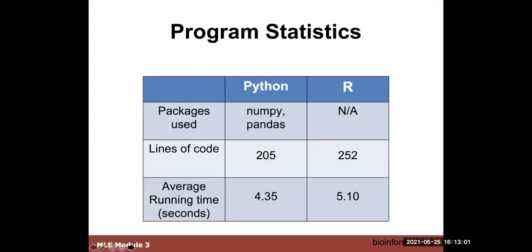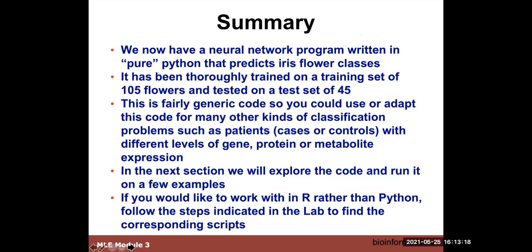This is just a comparison between the Python version and the R version. You can see that the R version is a little longer, R is a little slower, but that's typical for R. So what we've shown is all the guts of a pure Python program to predict iris classes using an artificial neural network.